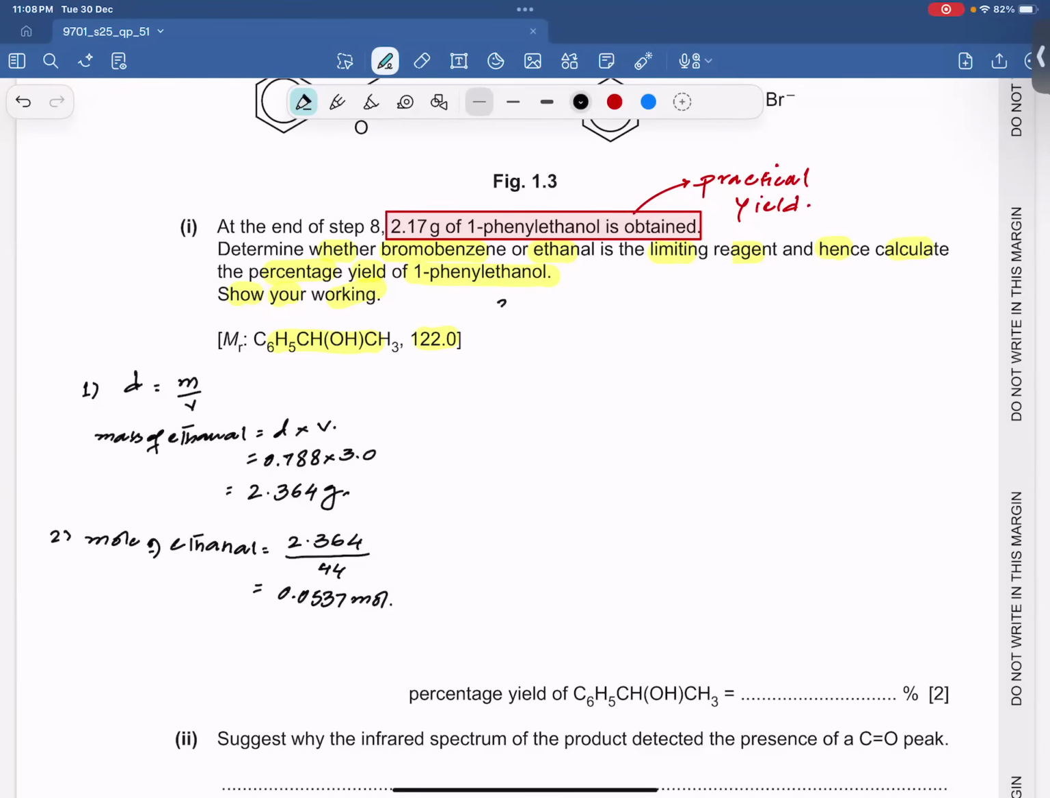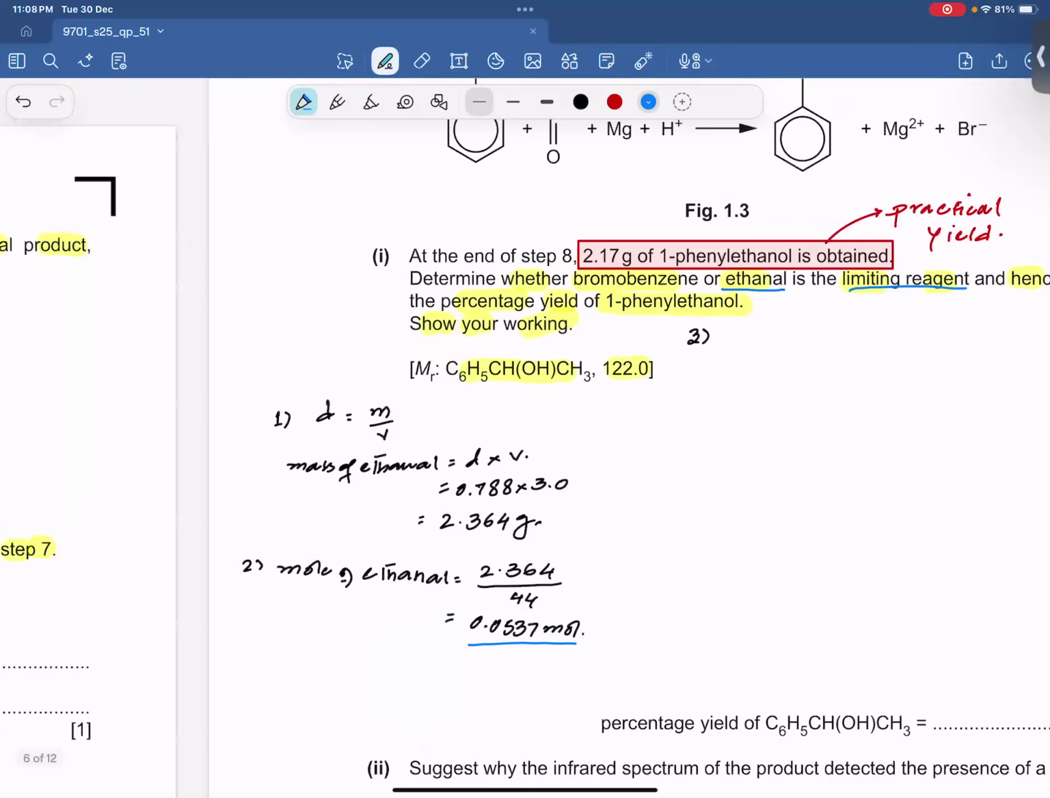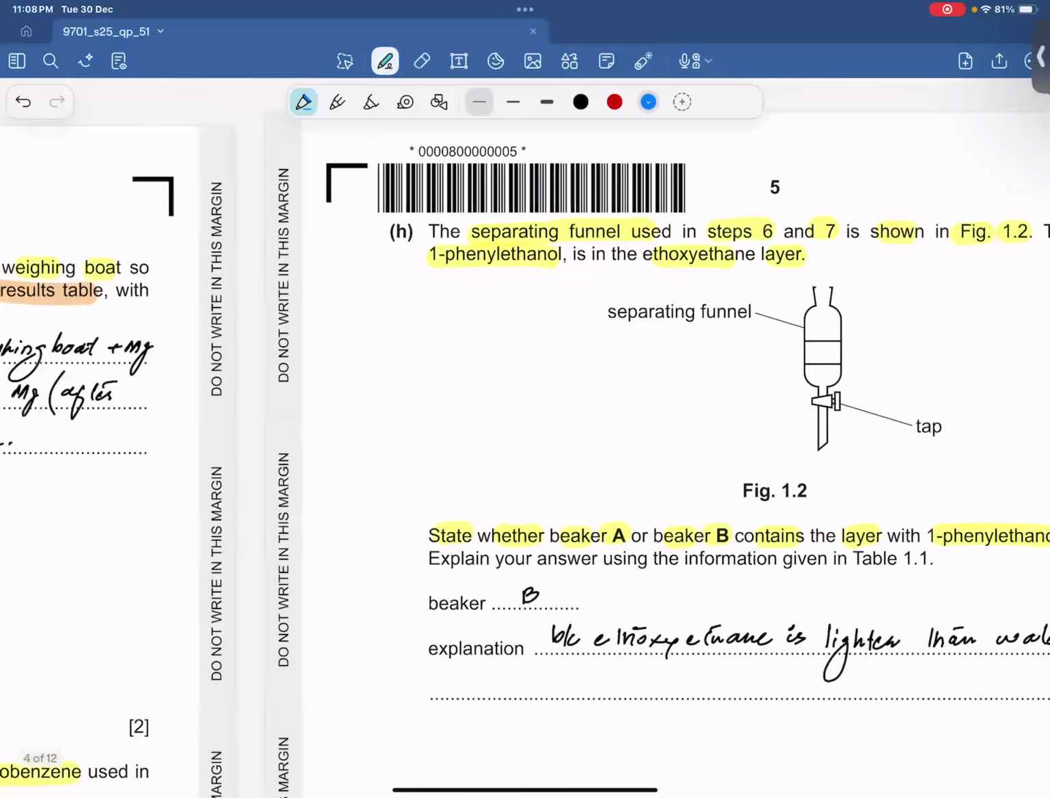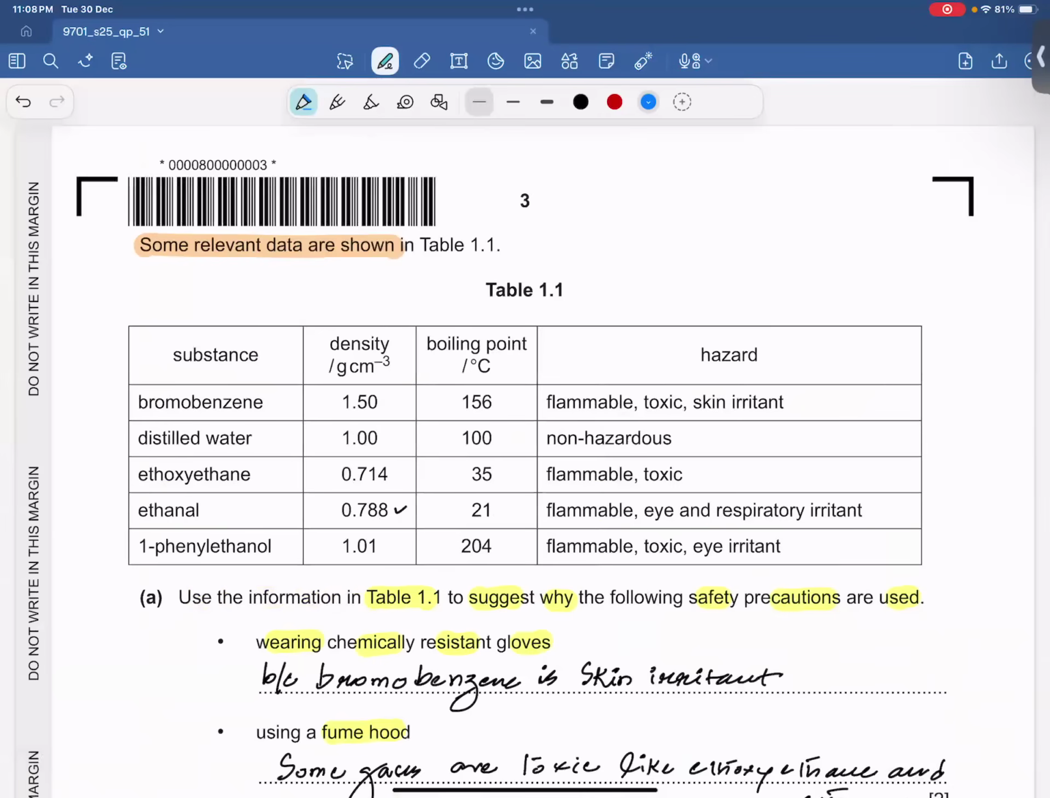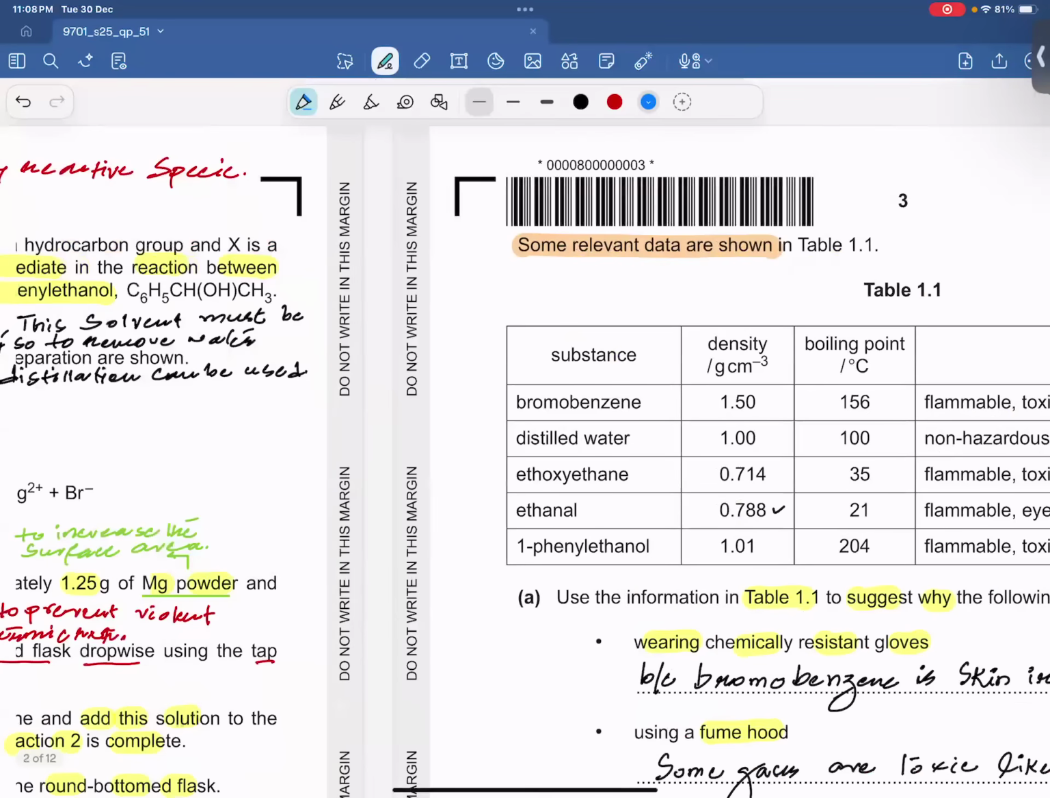Third step. I've got the moles of ethanol. Now I need to find out which one is the limiting reagent. We need to determine the moles of both bromobenzene and ethanol. So I've got the moles of ethanol. Now I need to find the moles of bromobenzene. The moles of bromobenzene is already given in the question, and that was 0.0500 moles, right?